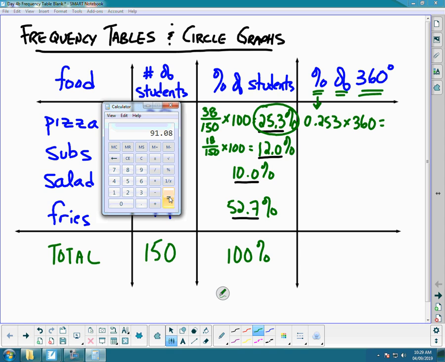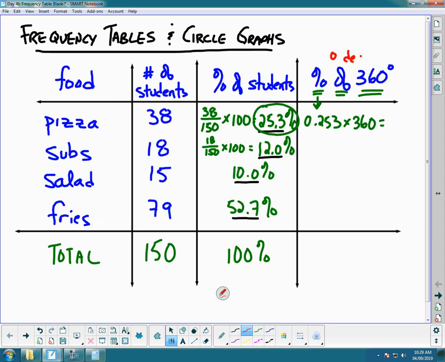We get 91.08. Now, if we were actually going to graph this, I don't think we could use our protractor so accurately that it would be able to get 0.08 degrees. So I don't mind if we round this to 0 decimals. And I think it was 91.08. So we're just going to make it 91 degrees. And that kind of makes sense. 25.3% is about a quarter of the circle, and a quarter of a circle is 90 degrees.